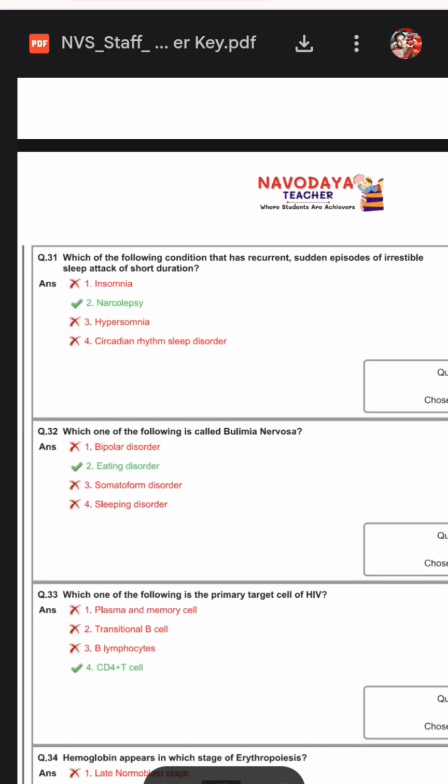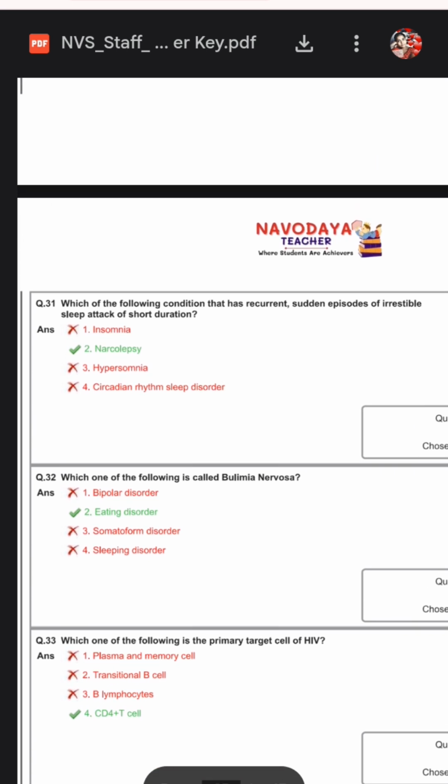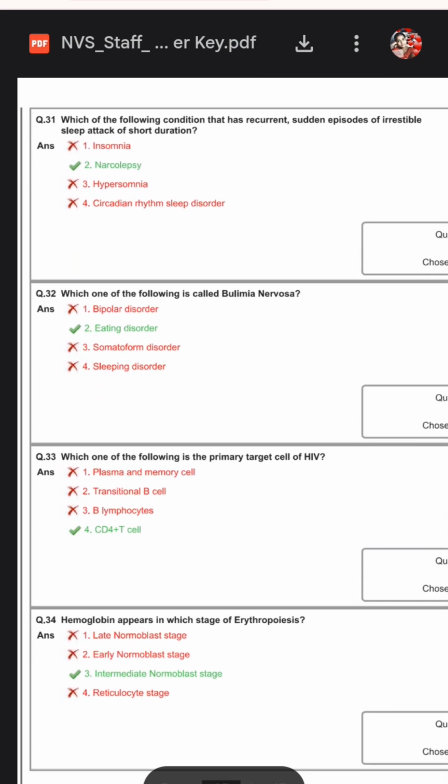The next question. Which of the following conditions has recurrent sudden episodes of irresistible sleep attacks of short duration? The correct answer is narcolepsy. Which of the following is called bulimia nervosa? The correct answer is eating disorder.